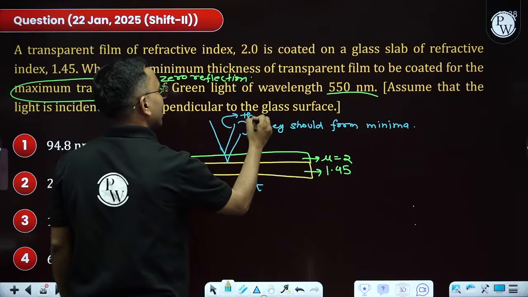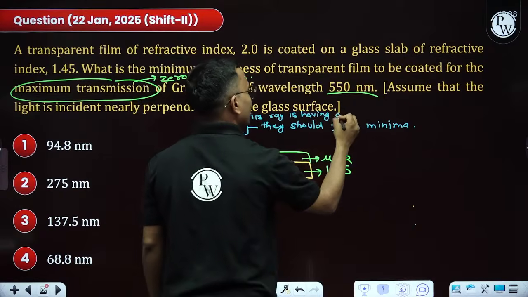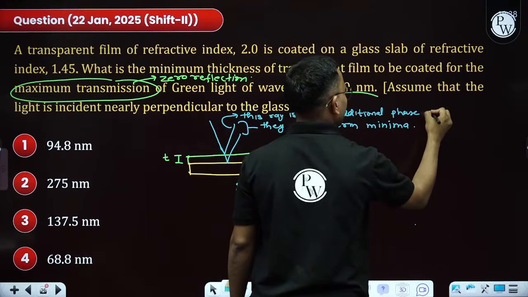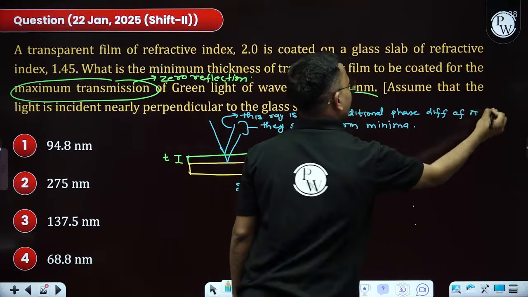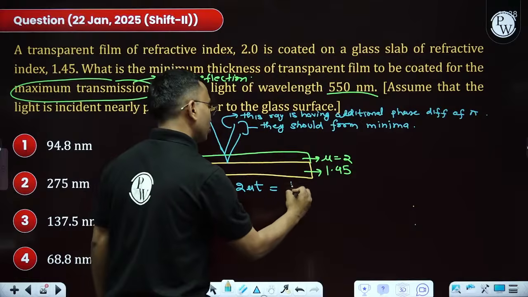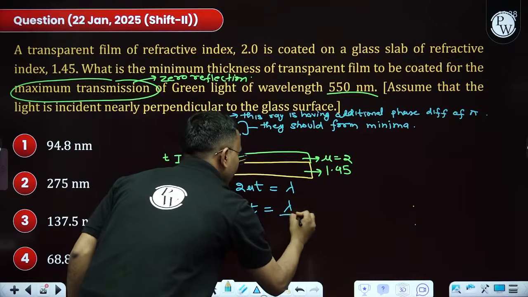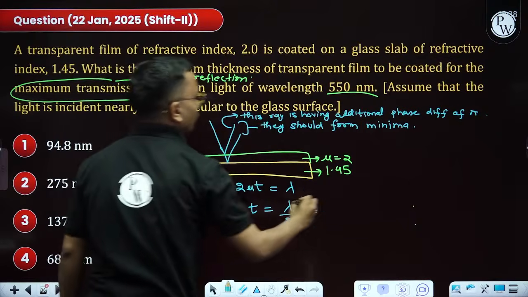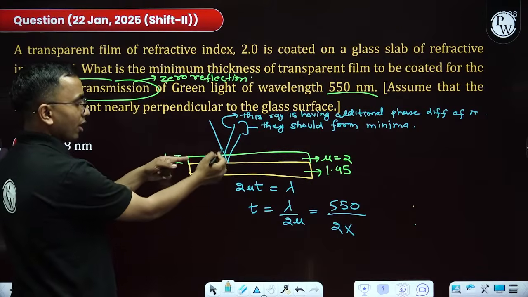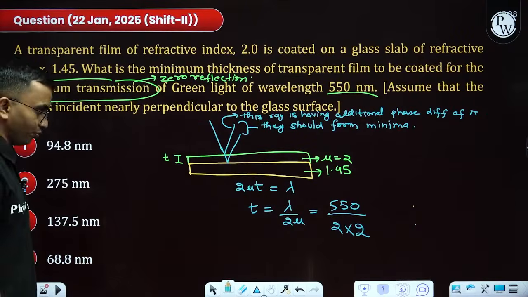This ray is having an additional phase difference of pi. If there is already a phase difference of pi, I will say for minima, 2 mu t has to be equal to lambda. Now write, T comes out to be lambda divided by 2 mu. What is lambda? 550 divided by 2 into mu of which? The film, this length I am taking. So that is 2, so this comes out to be 550 divided by 4.